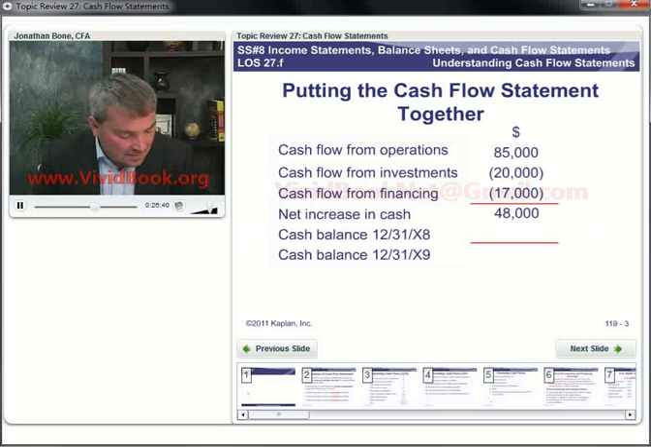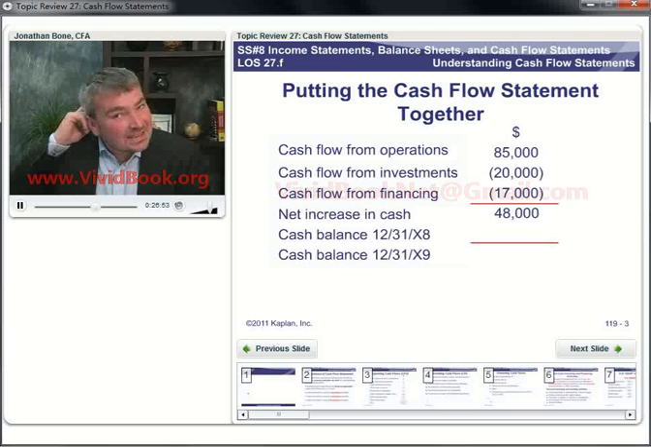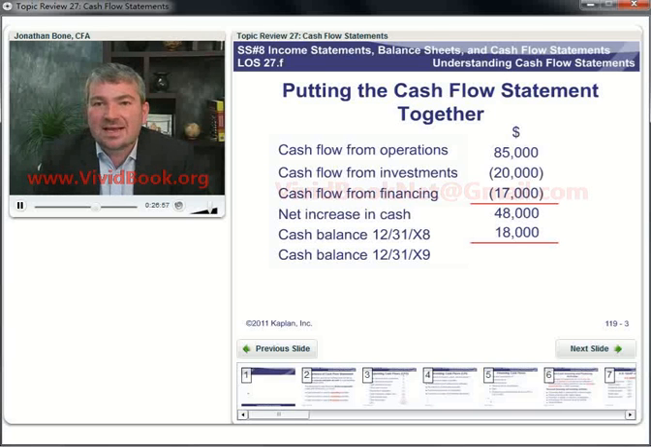Now cash last year in the balance sheet, so turn to your assets, cash last year, I'm sure I'll find my assets somewhere. Yes, cash last year was 18,000, whereas cash this year is 66,000. And notice last year's cash 18,000 plus the change in cash for the year 48,000 gives us the closing cash that we find in the X9 balance sheet. So what we've just simply done is reconcile between this year's and last year's cash figures.